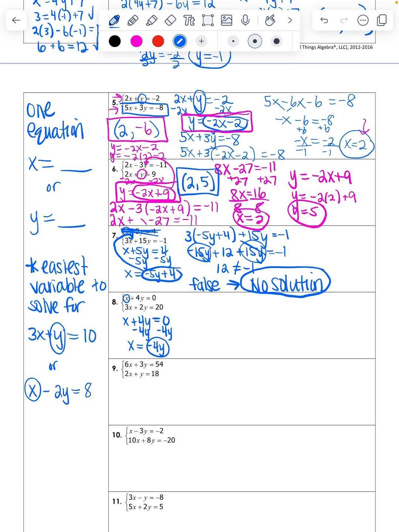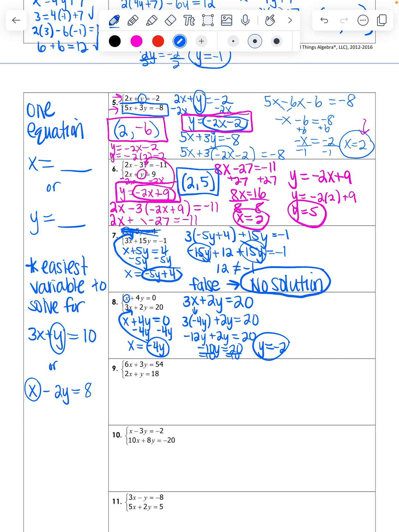I'm going to now take negative 4y and replace it in for x right here. So 3 times x plus 2 times y equals 20 is the equation, and I'm replacing in for x a negative 4y and solving it out. So negative 12y is what I would get here, which negative 12y plus 2y is negative 10y. Divide by negative 10, and I get y equals negative 2.